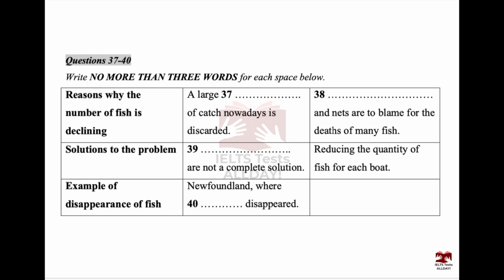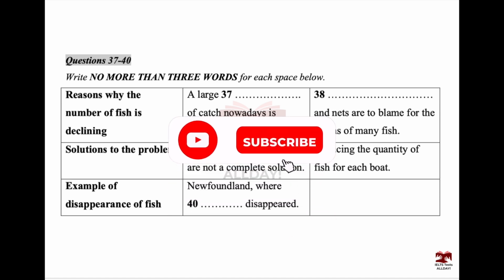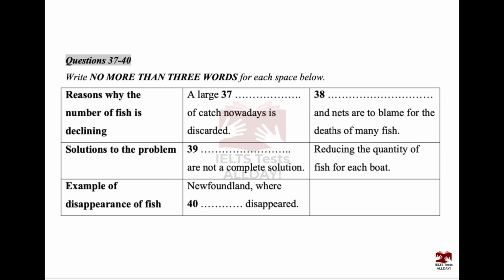That's the end of section 4. You now have half a minute to check your answers. That is the end of the test. You now have 10 minutes to transfer your answers to your IELTS listening answer sheet.